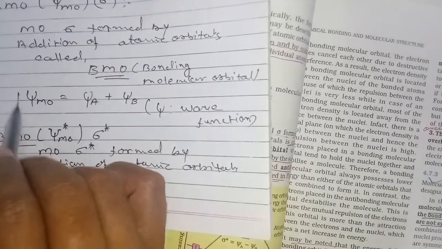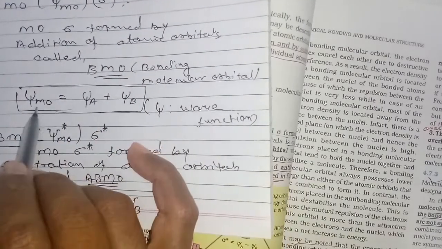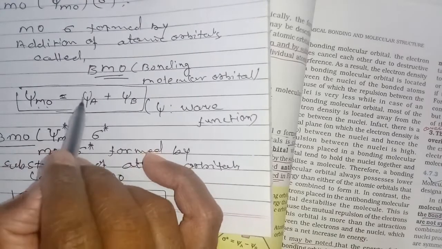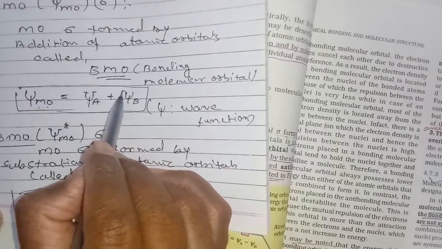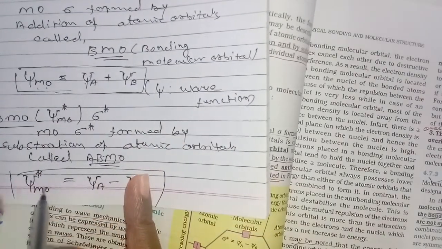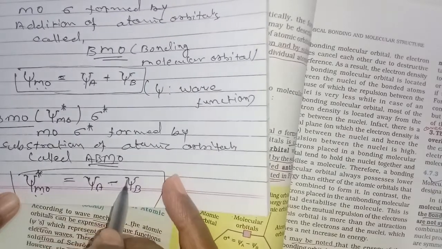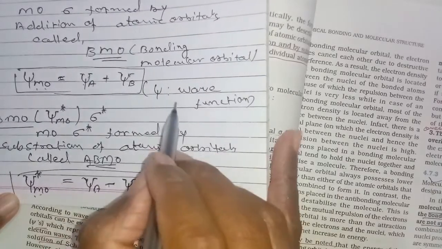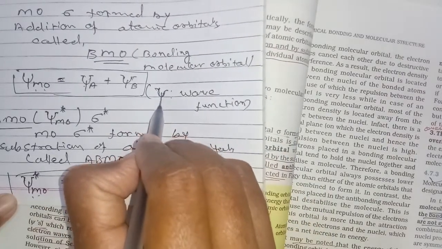So for the bonding molecular orbital, psi MO is equal to psi A plus psi B, and for the antibonding molecular orbital it is equal to psi A minus psi B, where psi is nothing but the wave function.